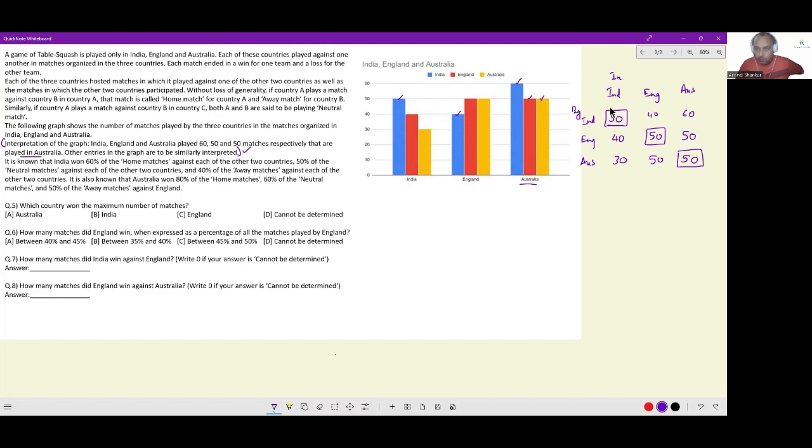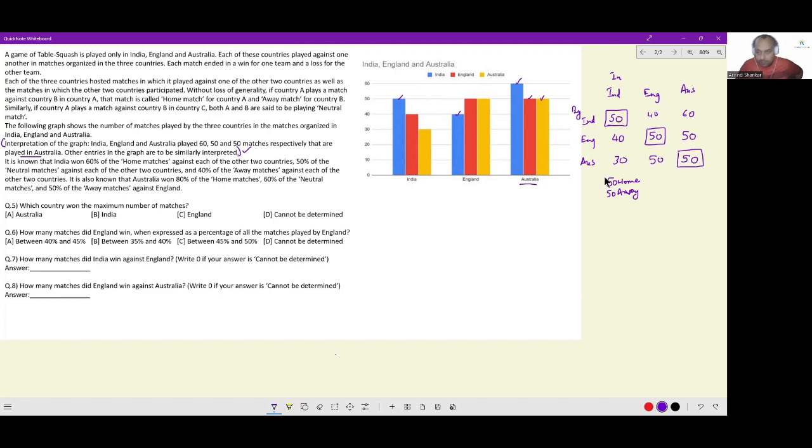If there are 50 home matches in India, can I say there will be 50 away matches? The same match. If it is 50 home matches for India, there will be 50 away matches for other teams. But when you look at the total for England and Australia, it adds up to 70. So where is this extra 20 coming from?